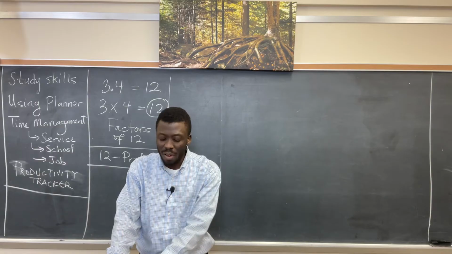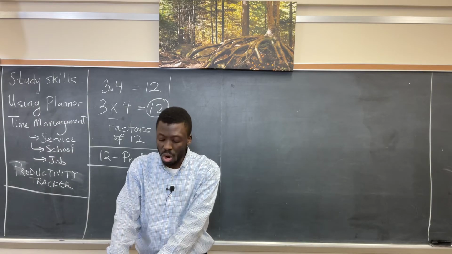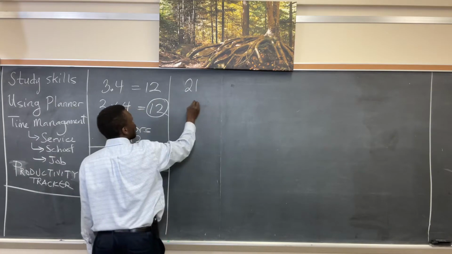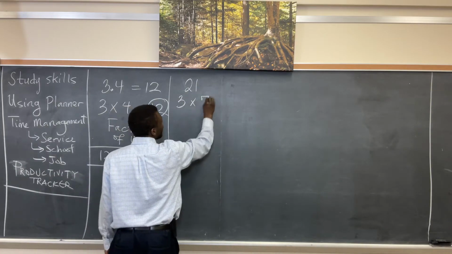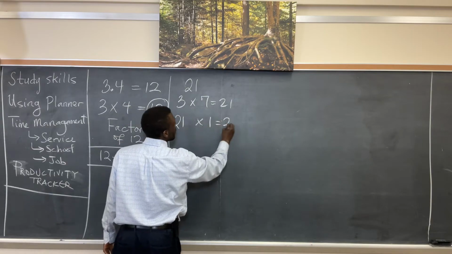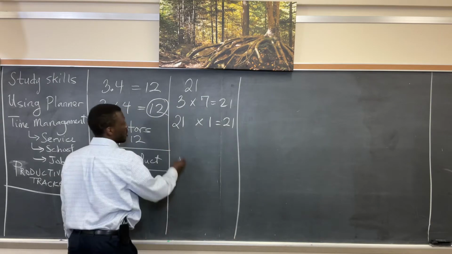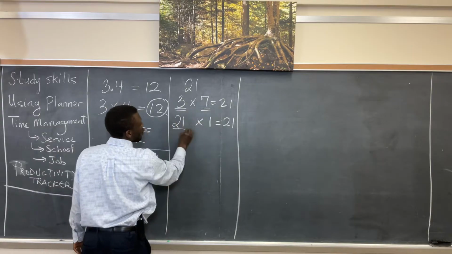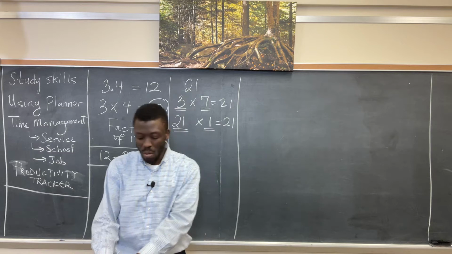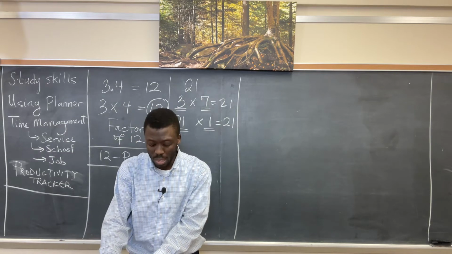So if somebody says find the whole number factors of 21, for example, we take 21, and we know that 3 times 7 is 21. 21 times 1 is 21. So then what are the factors of 21? Well, the ones that I just underlined: 3, 7, 21, and 1. Those are the factors of 21.